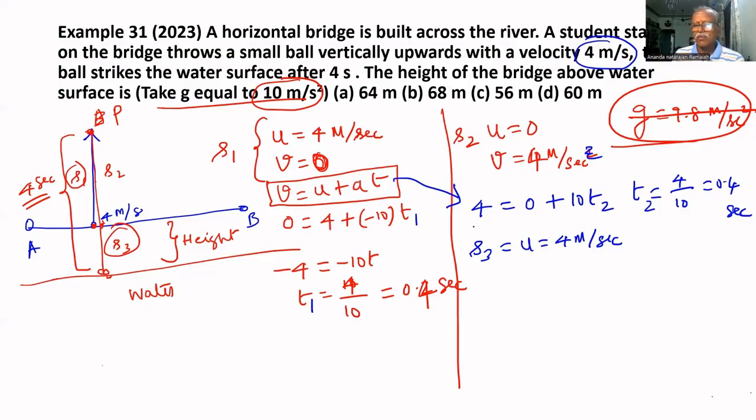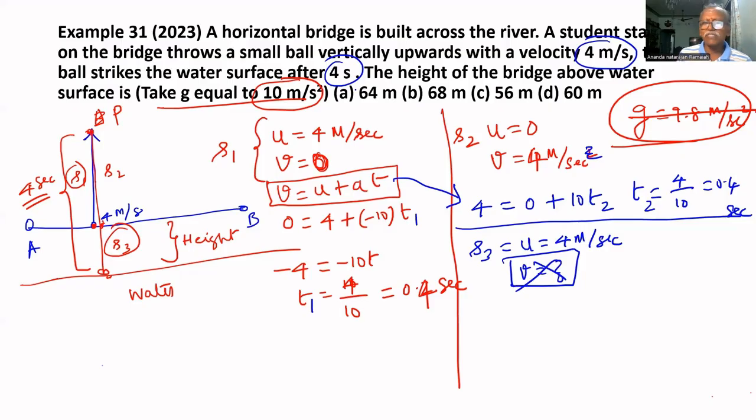For journey 3, initial velocity is 4 meters per second. We know the total time is 4 seconds. We do not know the velocity when it reaches the water because we do not know the distance. But u equal to 4 we know. The other is not required at all. But we need S3, and we know the time.